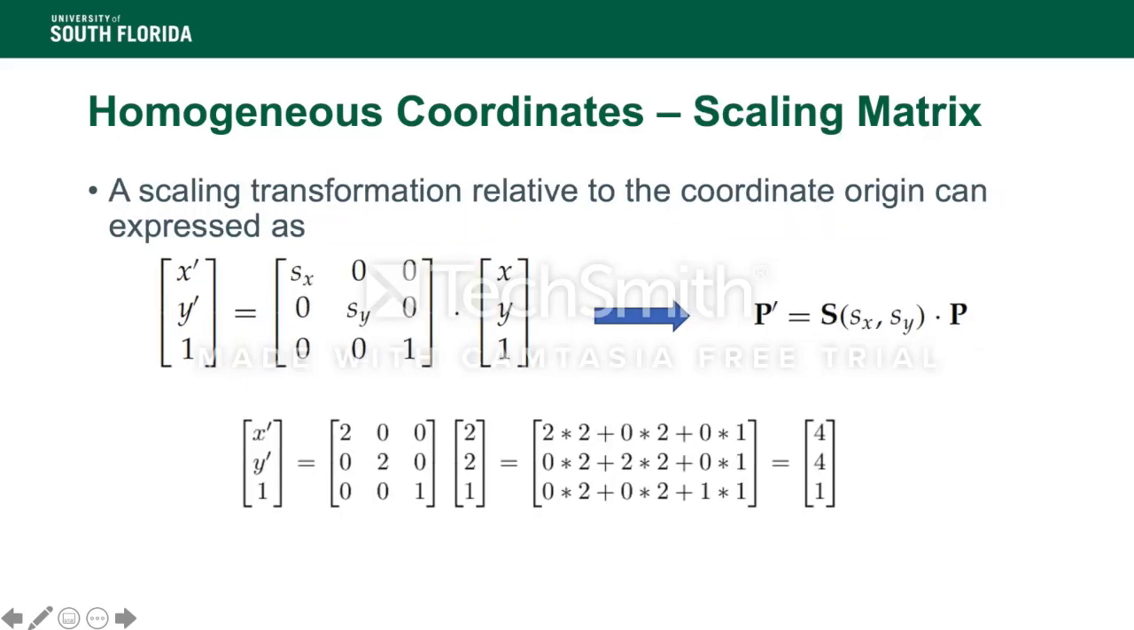The scaling matrix using homogeneous coordinates can be represented as follows. We're going to put the scaling factor for x, sx, in the first corner of the matrix, in position 0, 0. In position 1, 1, we're going to use sy, the scaling factor for y, and then a 1 in the last corner of the matrix. Again, at the bottom, we have an example, so we can check the numbers.